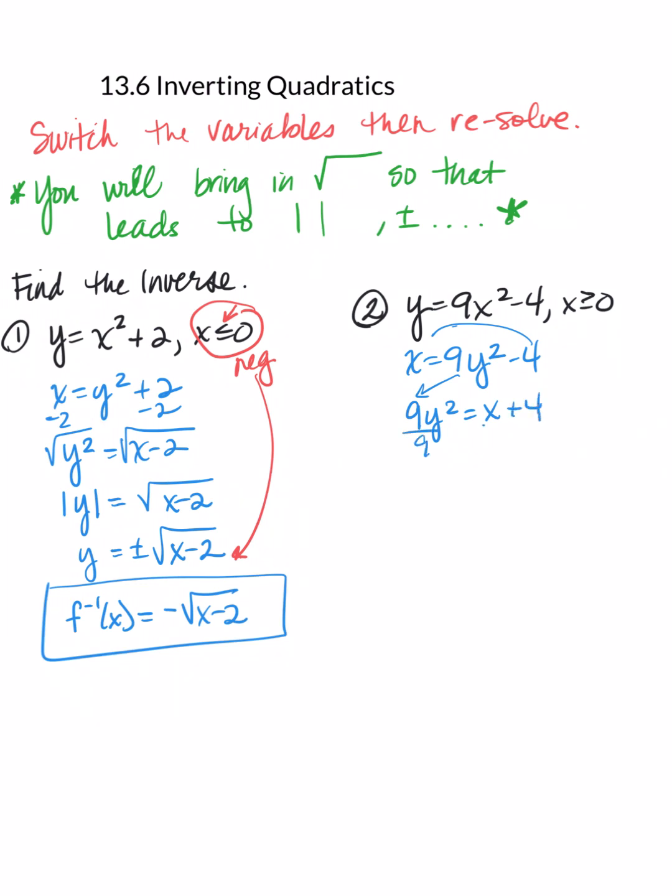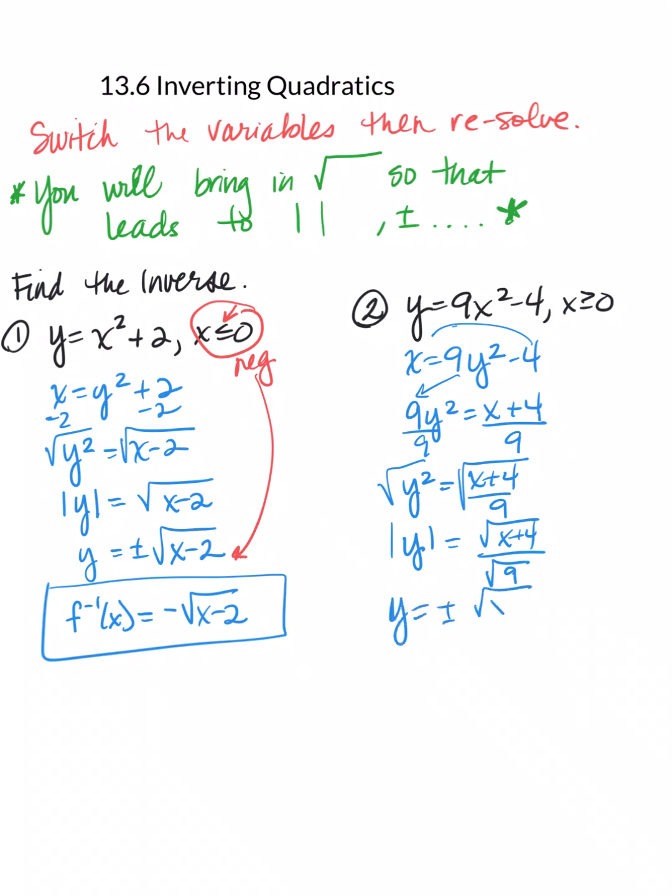I'm going to divide by 9. So y squared equals x plus 4 divided by 9. Then I have to take the square root of both sides. I'm putting that in there. So y equals, when I take that y out, I have to put absolute value bars on it. So it's going to be the square root of x plus 4. Remember, this is the same as square root of 9. To get rid of my absolute value bars, remember I do plus or minus.